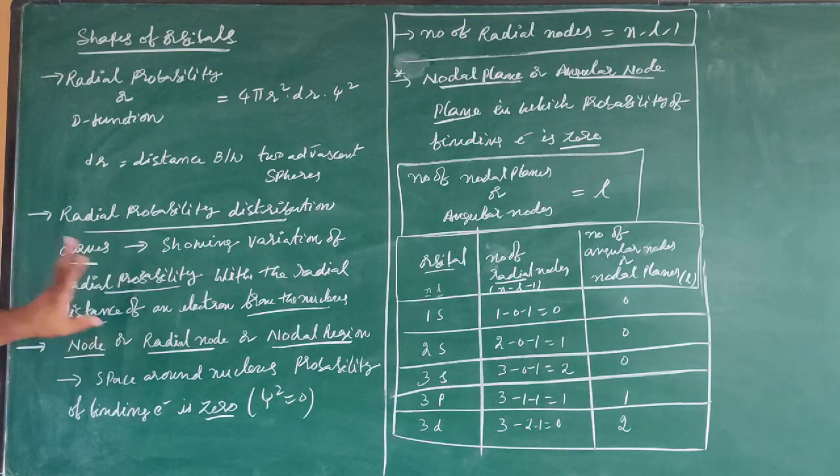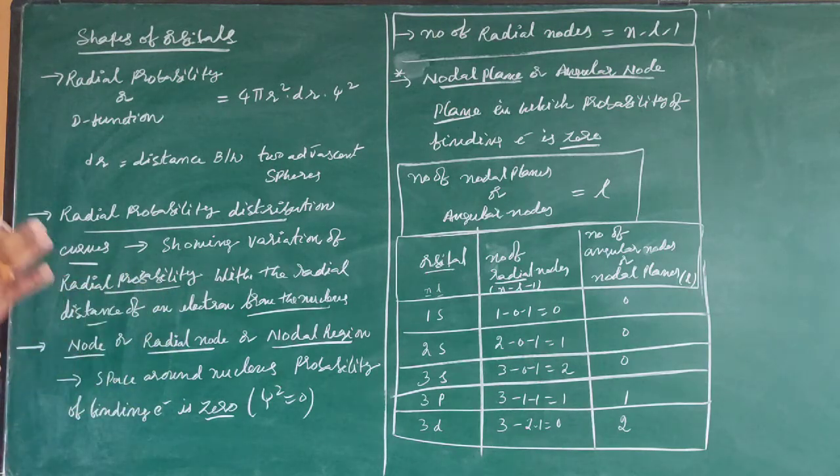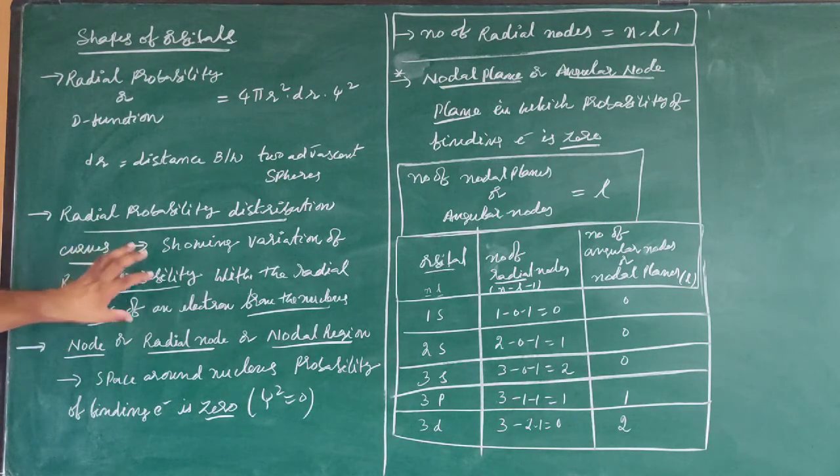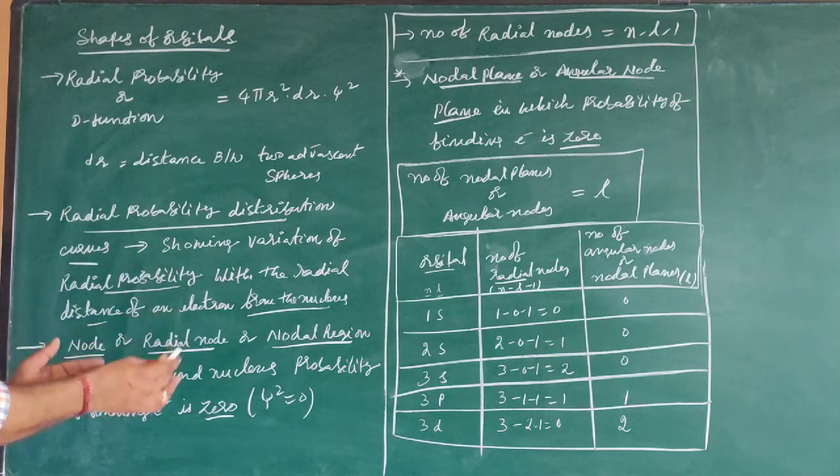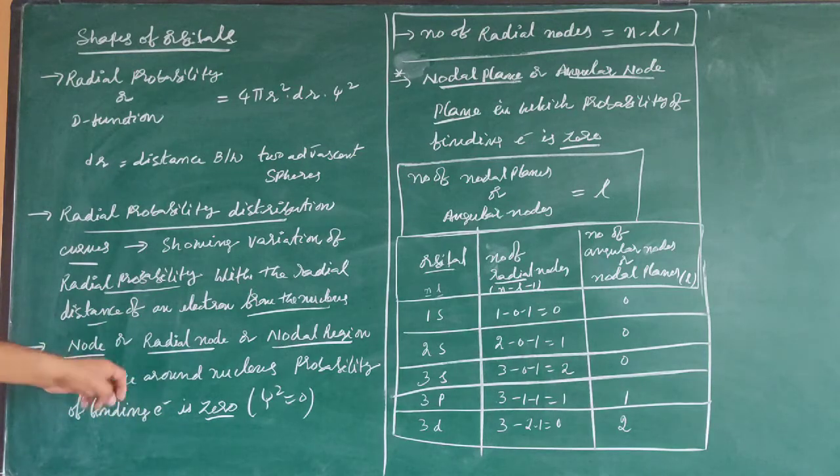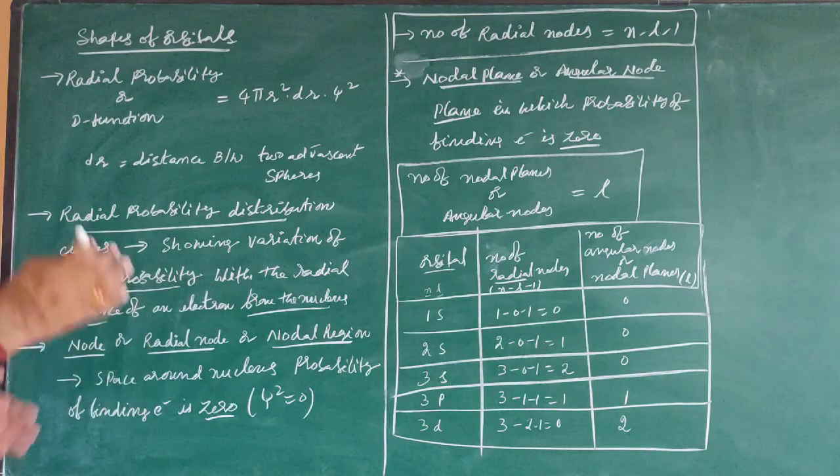Next, node or radial node or nodal region. As we move away from the nucleus, there are orbits where there is a chance to find the electron. There is a space between two successive orbits where there is no probability of finding the electron. So a node, radial node, or nodal region is the space around the nucleus where the probability of finding the electron is 0, that is, psi square is equal to 0. We cannot find electrons in those areas.